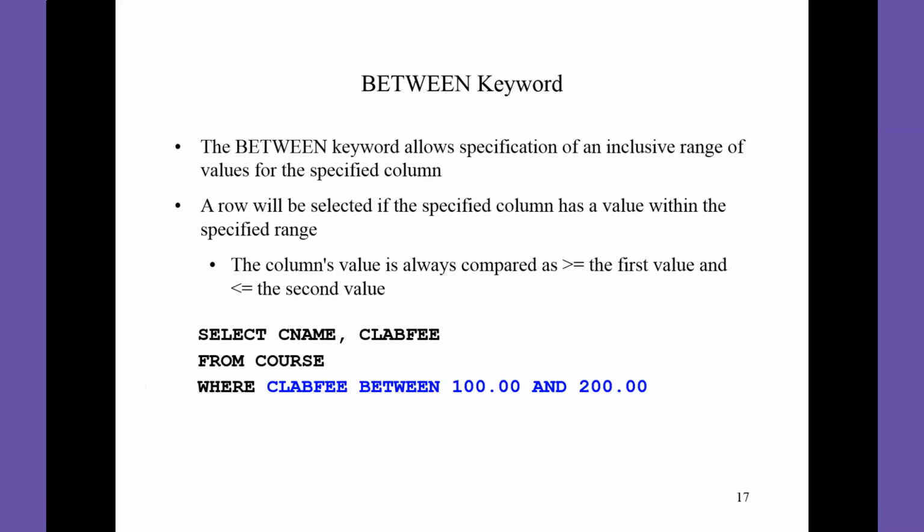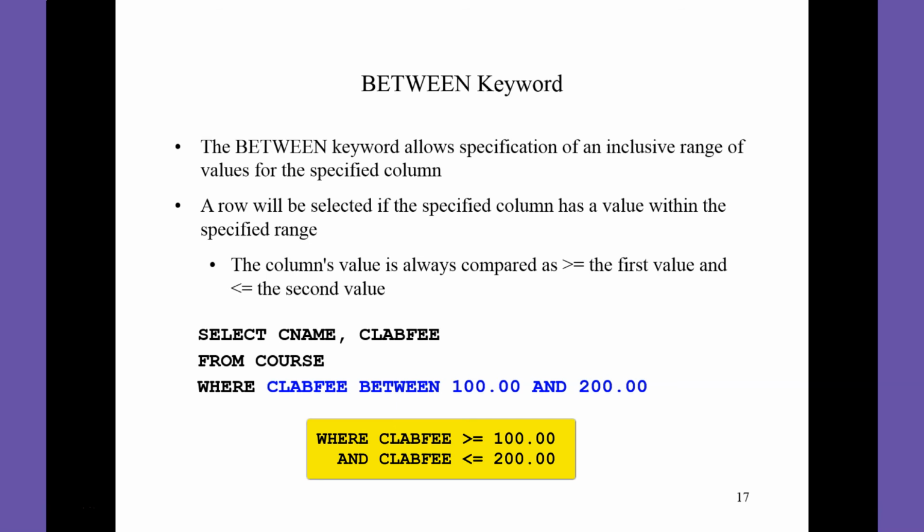Another special operator provided by SQL is between. We use between to specify a range of values for a column. A row will be selected if the specified column has a value within this range, and this is an inclusive range. The column's value is always compared as greater than or equal to the first value that we specify, and less than or equal to the second value that we specify. Like the in keyword, between is redundant. An equivalent where clause can always be written using an and connector.